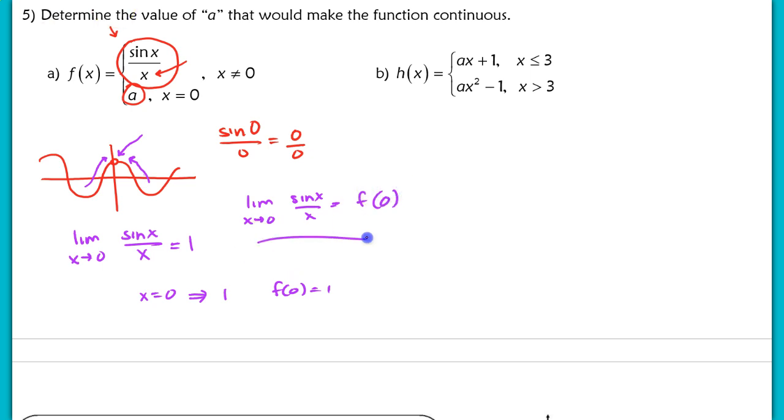Remember, if this statement is true, then your function would be continuous at x equals 0, and right now that's the only place where our function has a discontinuity. So what we need to do is define f of 0 to equal 1. That means that a, this value here, should equal 1, because at x equals 0 we define that function's value to be 1. All right, so that's our answer. This is the value for which our function would now be continuous for all reals.